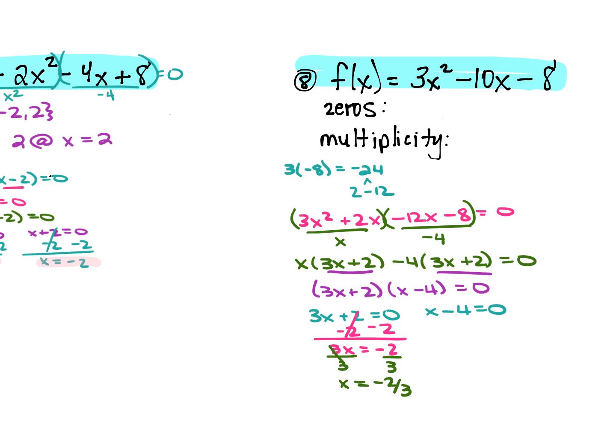For the x minus 4 is equal to 0, add your 4 to both sides, and you get that x is 4. So again, if you want to just highlight these or circle them and give that x is equal to negative 2/3, x is equal to 4, you can do that. If you would rather write it as zeros or x is equal to the set of numbers negative 2/3 and 4, you can do that. Do either of these numbers, these zeros, repeat themselves? No. So your multiplicity is none.